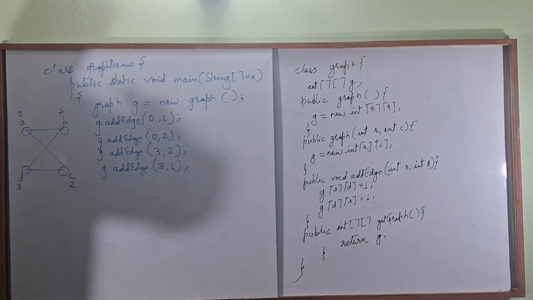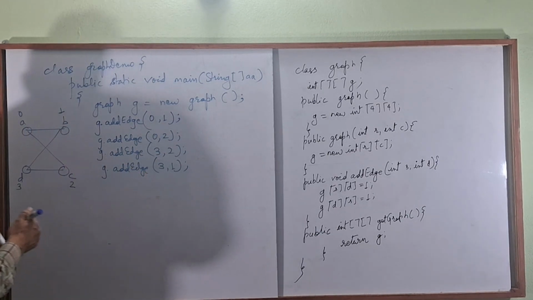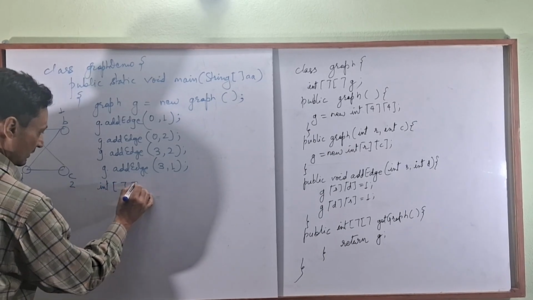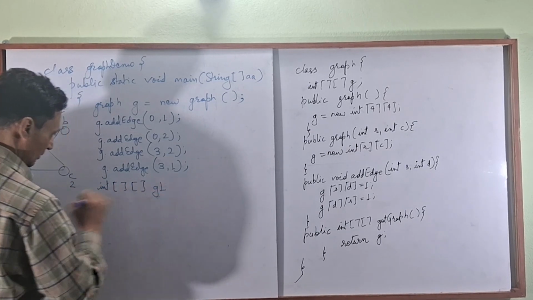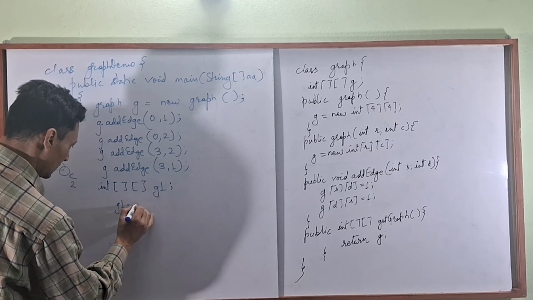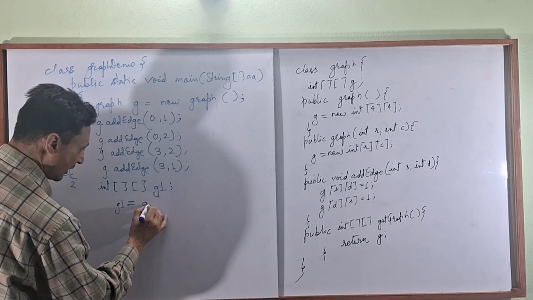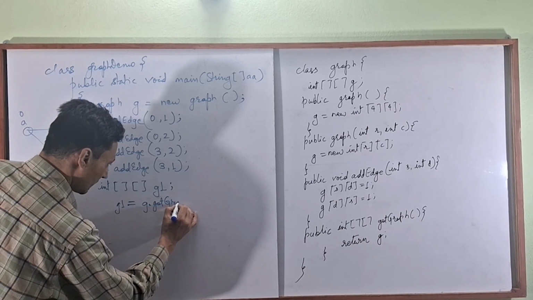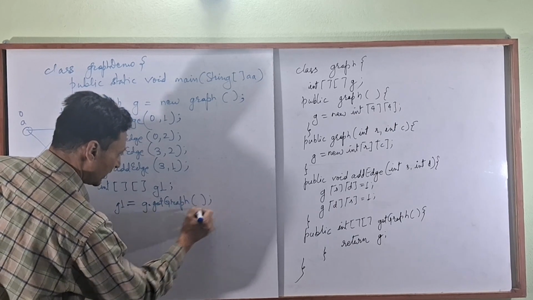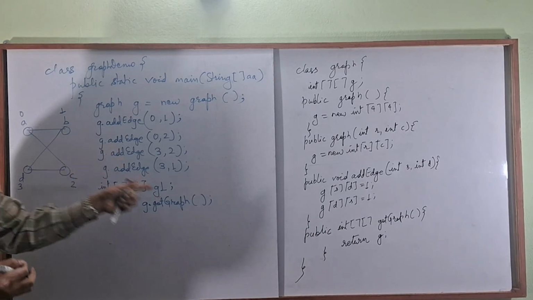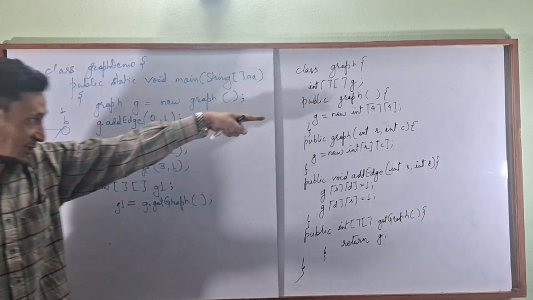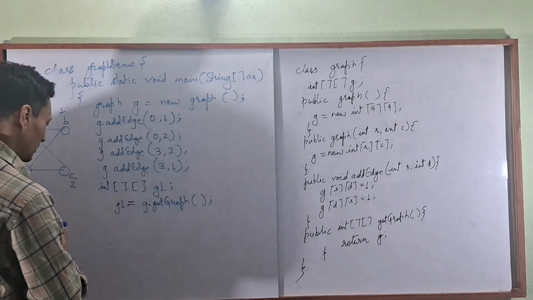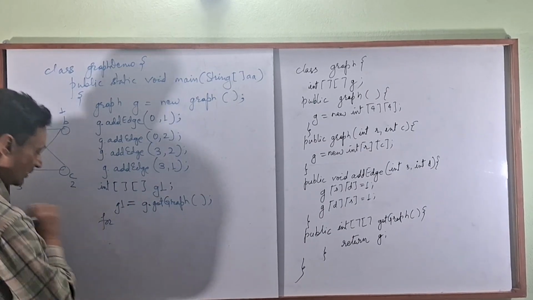Okay, now how to display this graph, let's see. Okay, let's define another array, suppose z1, and let's assign z1 is equal to z dot, our method here is get graph. Simple. Okay, whatever graph has been created here, whatever two-dimensional matrix was created, that will be returned and assigned to this z1. Okay, now we can use the for loop to display this one.